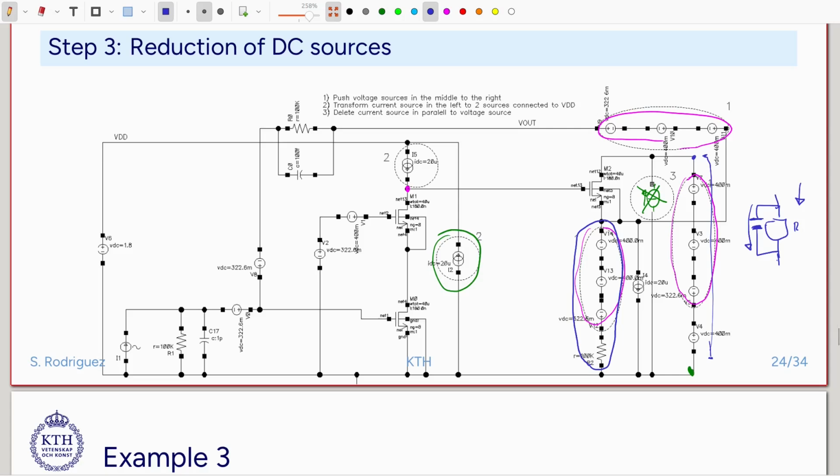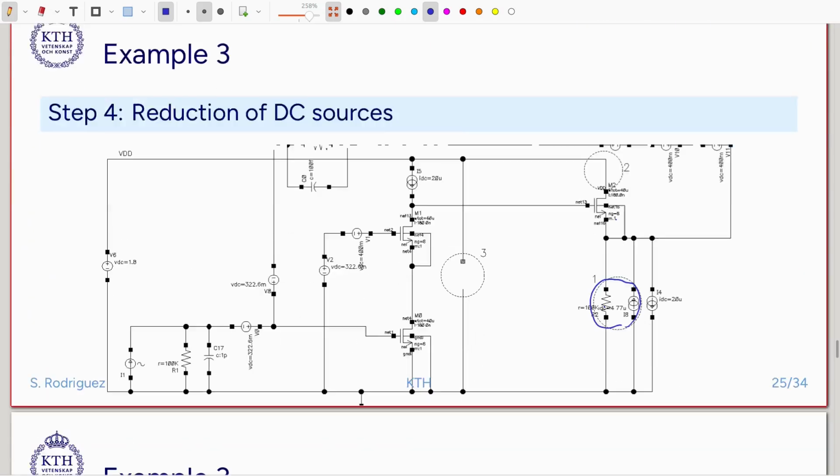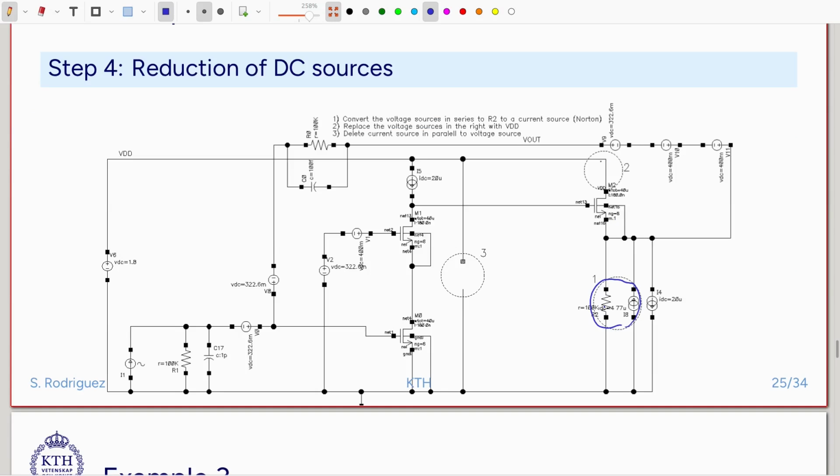So I can already connect this one, delete these ones, and connect this node to VDD. And what I'm doing is basically deleting this. I am letting the drain of this transistor, the drain of M2, float. Okay, so I have connected this one to VDD.